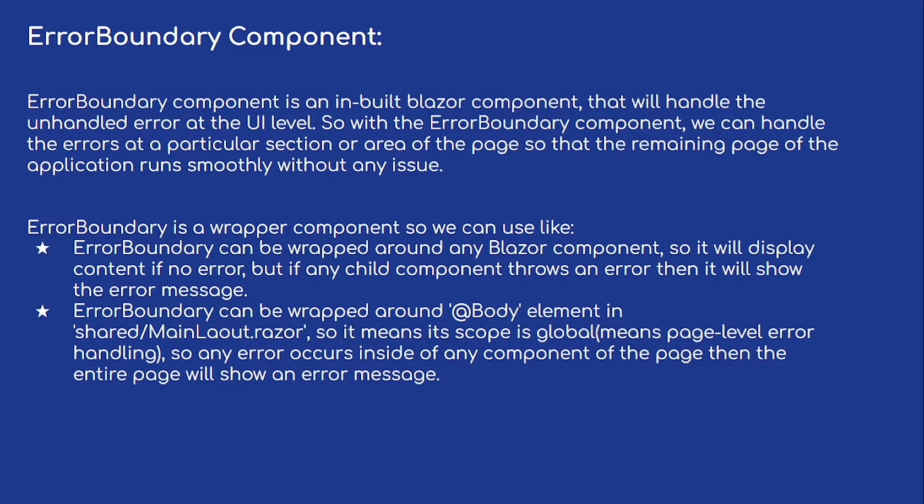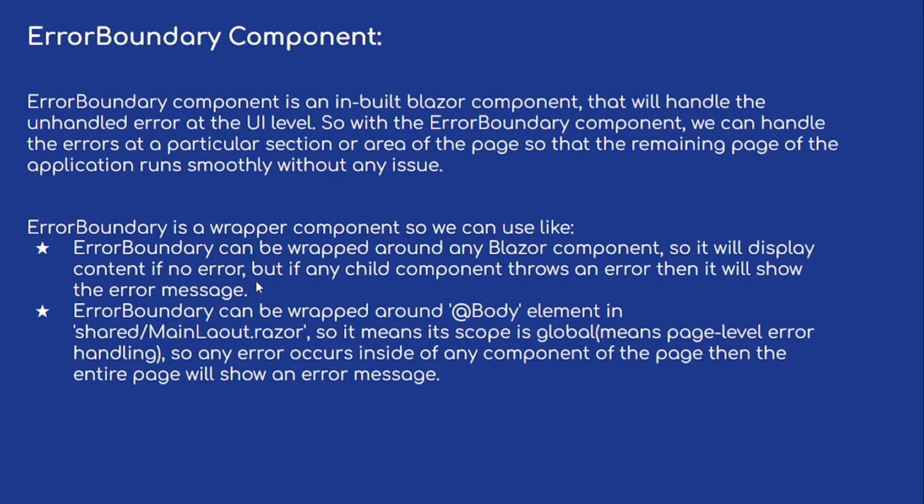Error boundary can be wrapped around any Blazor component. It will display the content if there is no error. If we wrap our error boundary around a component, that is the child component, and there is no unhandled error from the child component, then the content of the component will be displayed. But if any child component throws an error which is not handled at the component level, then it will show the error message. So one level of wrapping is around the component.